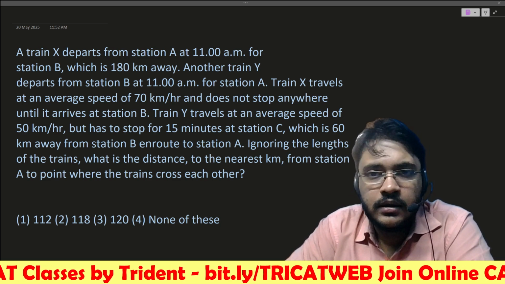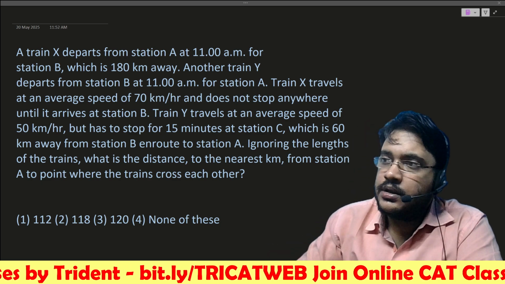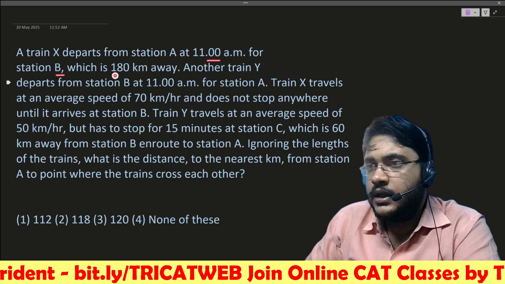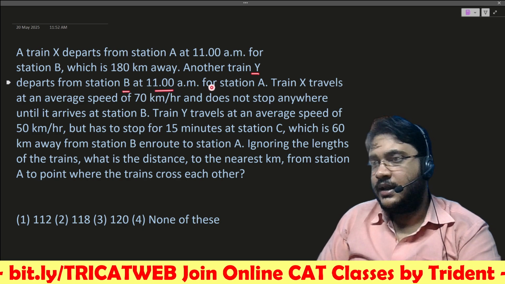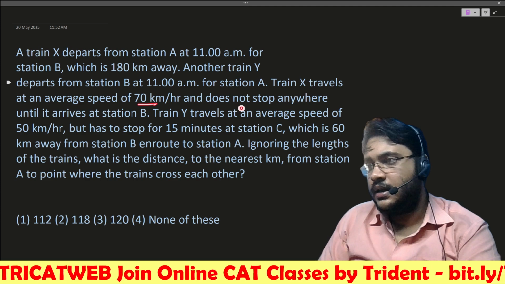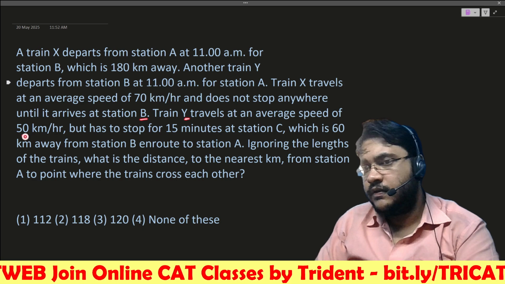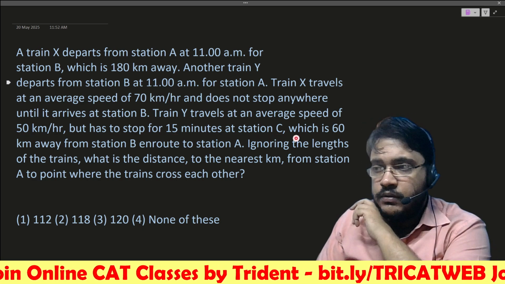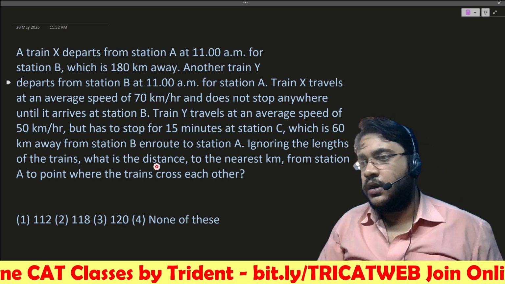Now let's look into this question. It says there is a train X that departs station A at 11 am for station B, which is 180 kilometers away. Another train Y departs from station B at 11 am for station A. X travels at an average speed of 70 kilometers per hour and does not stop anywhere until it arrives at B. Train Y travels at an average speed of 50 kilometers per hour, but has to stop for 15 minutes at C, which is 60 kilometers from B en route to A. Ignoring the length of the trains, what is the distance?